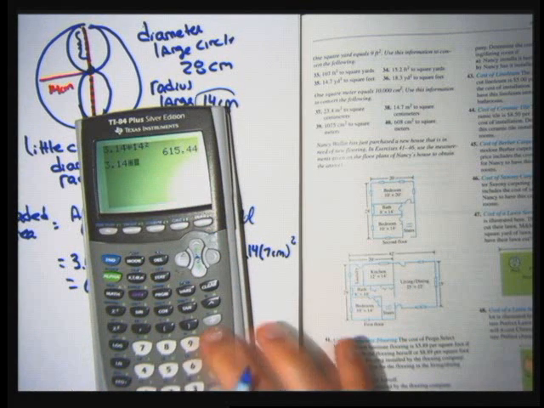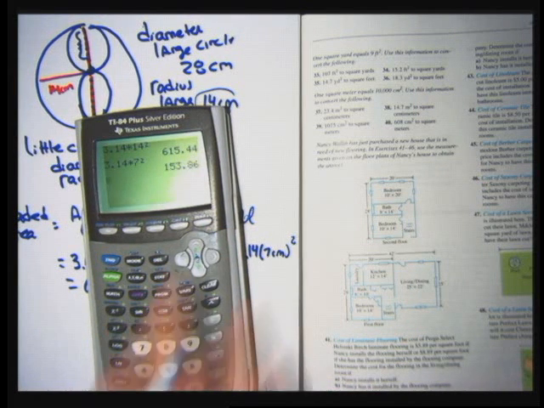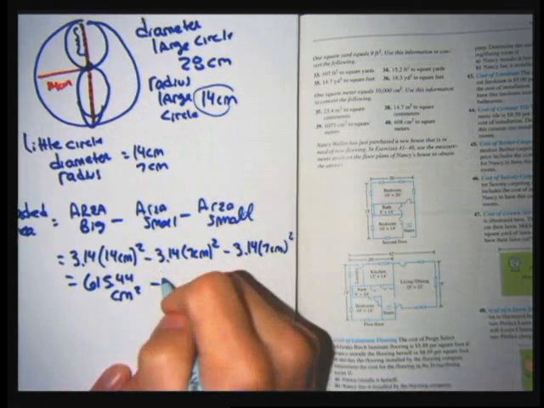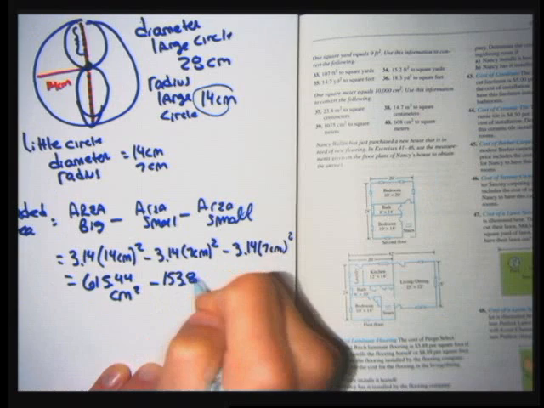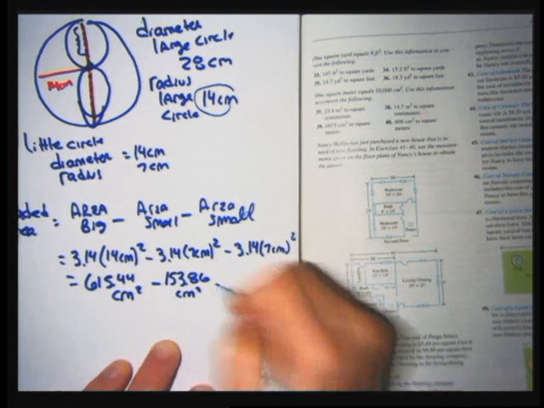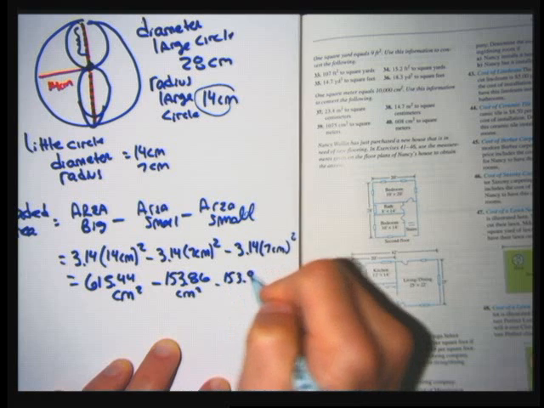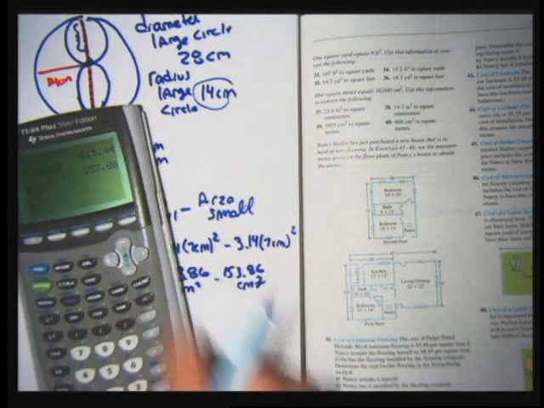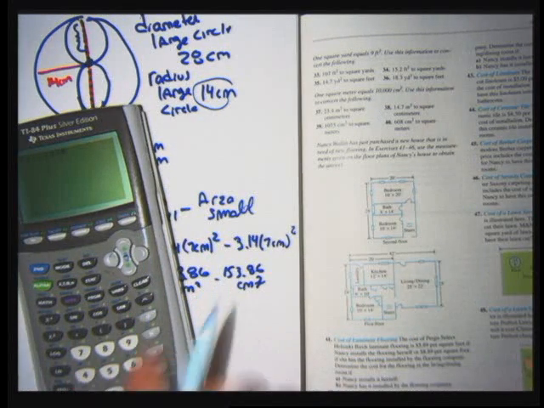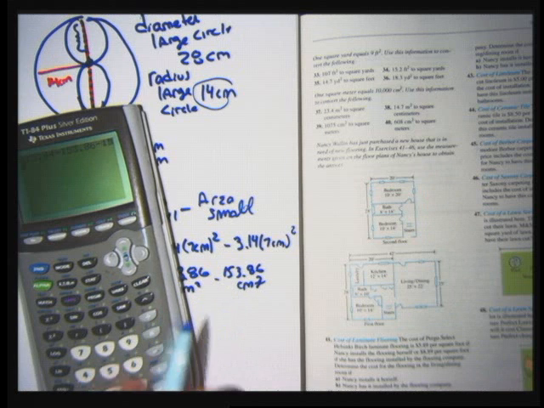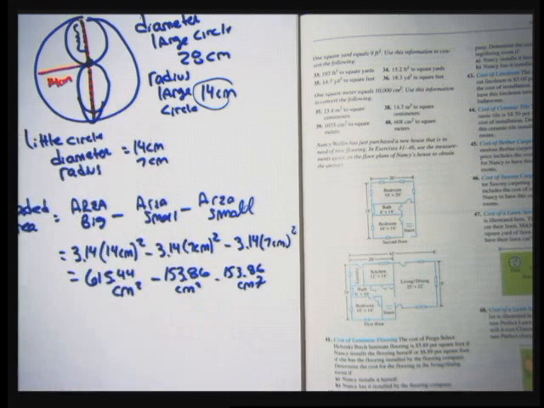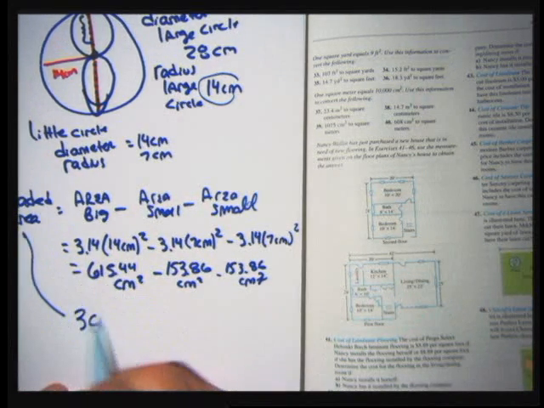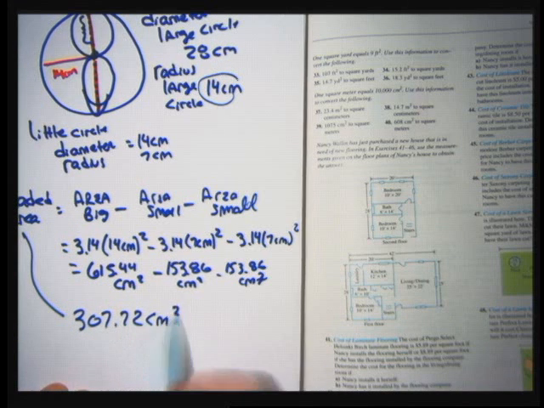And then for each of the little circles, I'm going to go 3.14 times 7 squared, and I get 153.86 for each one of those. And each one of those is going to have units of centimeters squared. And when I do that computation, 615.44 minus 153.86 minus 153.86, I'll get the shaded area. And the shaded area is going to be 307.72 centimeters squared.